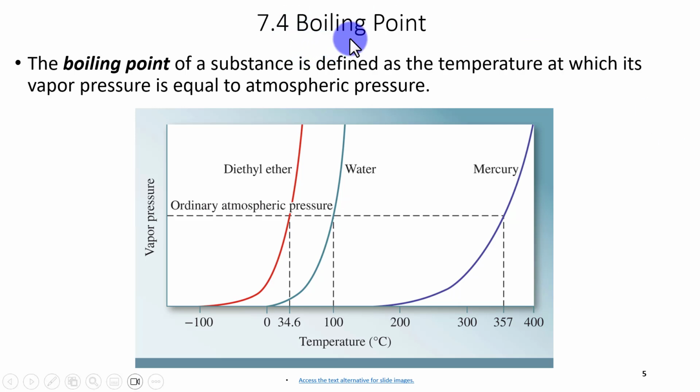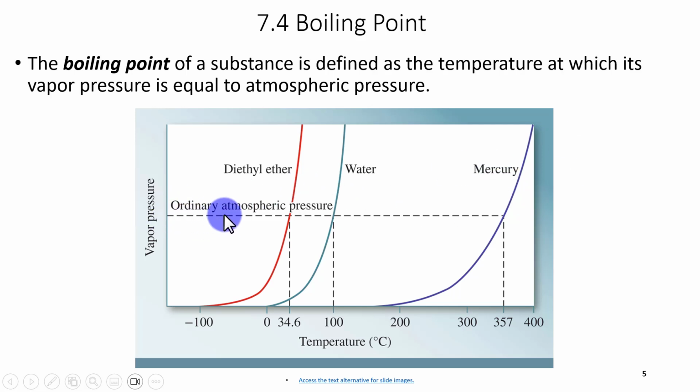The next physical property, if you will, that we're going to talk about for liquids is boiling point. The boiling point is the temperature at which the vapor pressure of that liquid is equal to atmospheric pressure. So if I have atmospheric pressure right here, here's three different molecules. I have diethyl ether, I have water, and I have mercury.